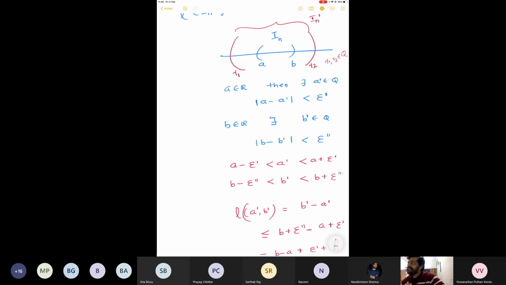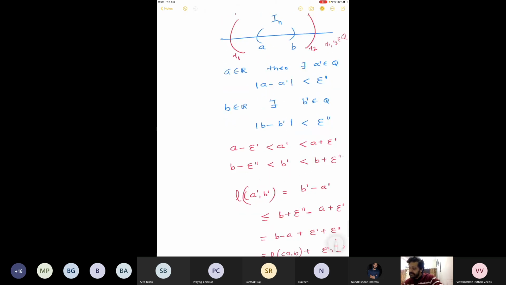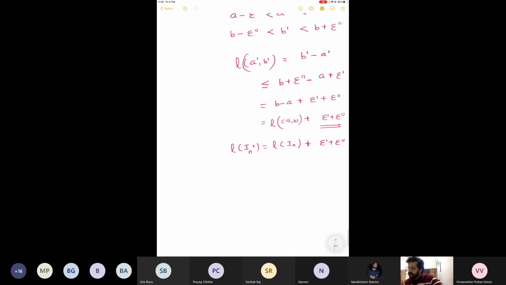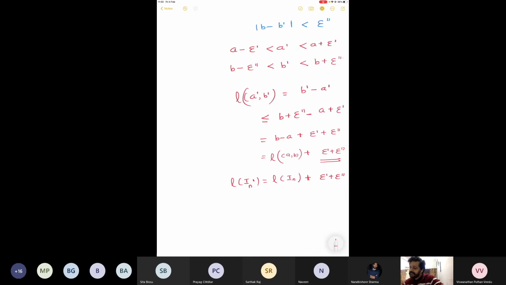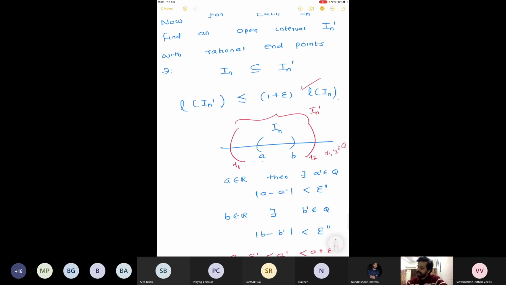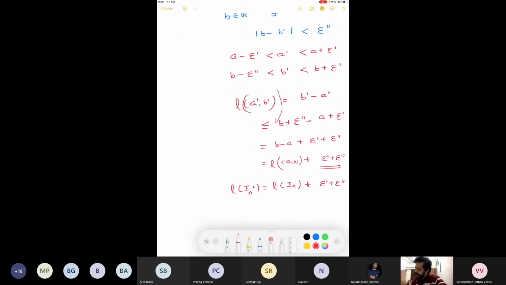What I have to use is only the density of Q in R. Given a and b, I can find r1 and r2 whose distance from a is less than any epsilon' I want. And r2 I am taking whose distance from b is less than epsilon'', where epsilon'' I will fix later. Then finally I am getting the length of a'b' to be equal to the length of ab plus this. So this a'b' I am calling I_n'. So this is always possible. Let me not try to explain too much. You can try it.